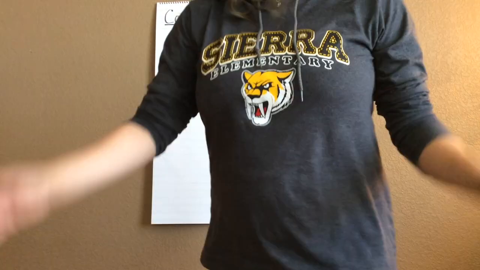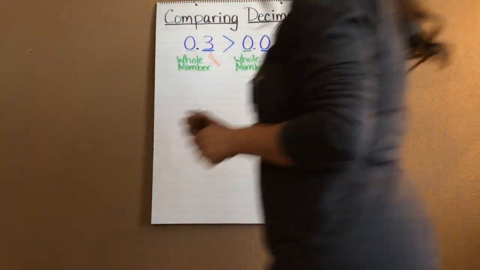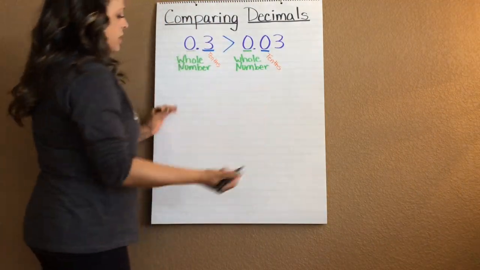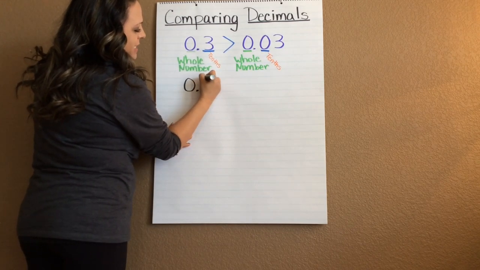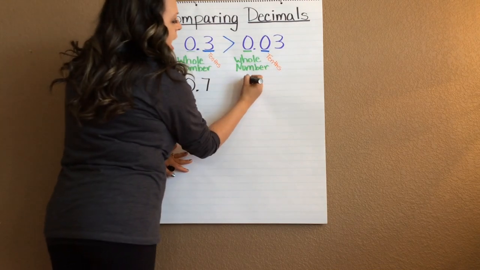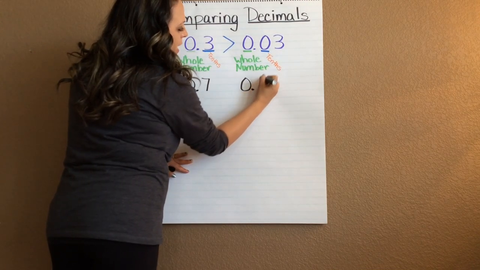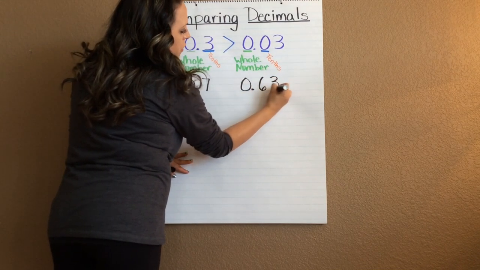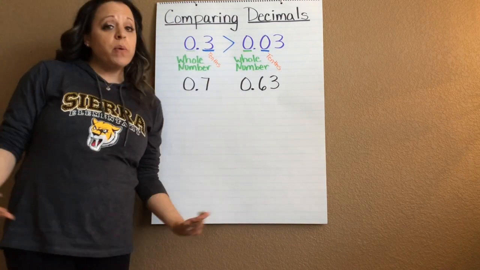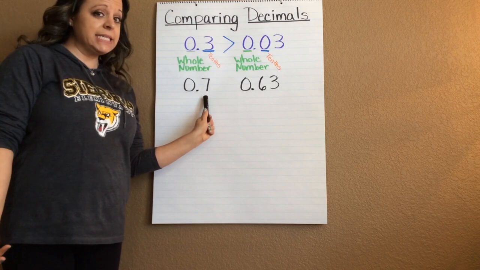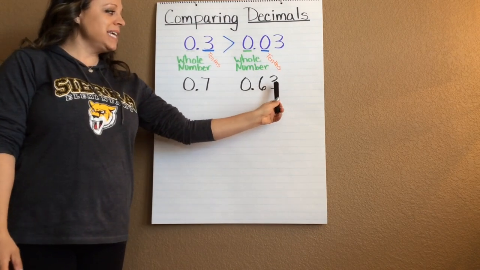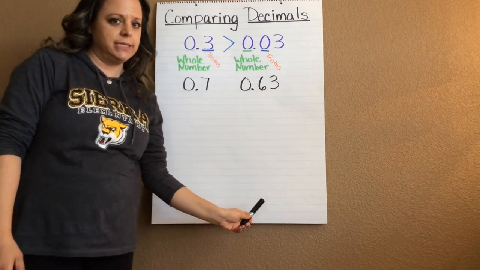All right, guys, now we're gonna look at these two numbers. We're gonna look at 0.7 and 0.63. The way we would read those numbers would be 7/10 and 63/100.